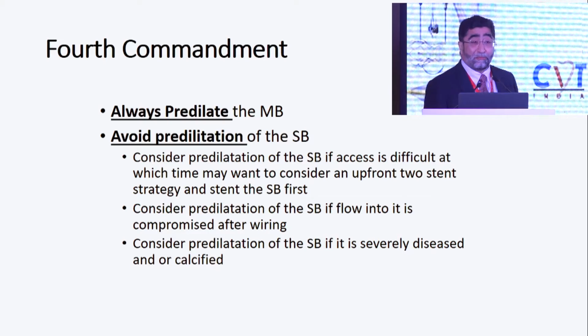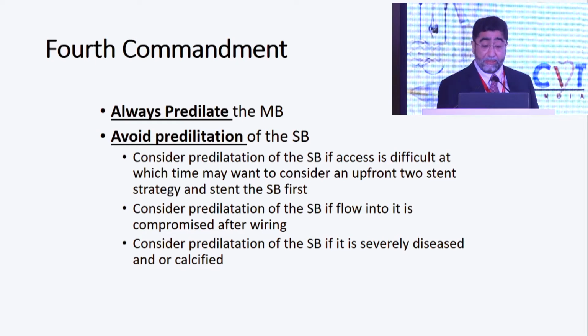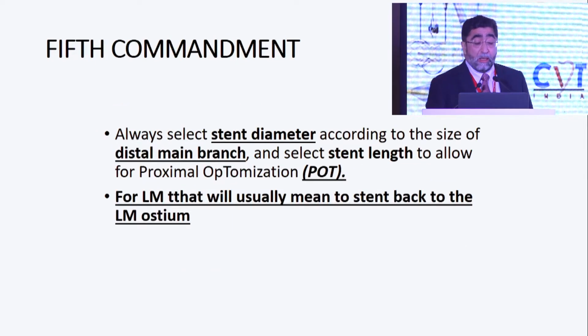Obviously, I'll have to predilate the side branch because you usually start with the side branch. Or if the flow into the side branch becomes in any way compromised during my angiography or after wiring the vessel at any time during the procedure, I would predilate it. Or if it is severely diseased or calcified, again, I would predilate it. This is pretty much true for all bifurcations.